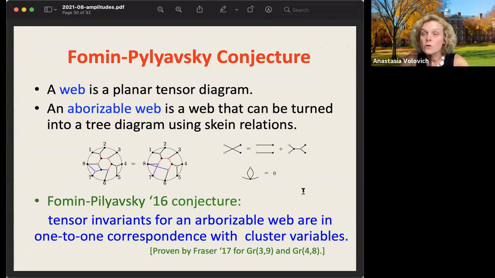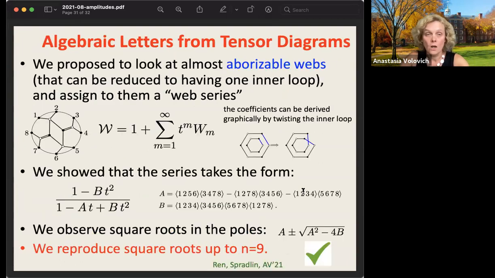Okay, what about the square roots? We had this long paper, and this is the upshot of the paper, this is what we propose. We propose to look at almost arborizable webs, something like this, which basically can be reduced to have only one inner loop. Then we assign to them a web series, very much in the spirit of Arkani-Hamed, Lam, and Spradlin.